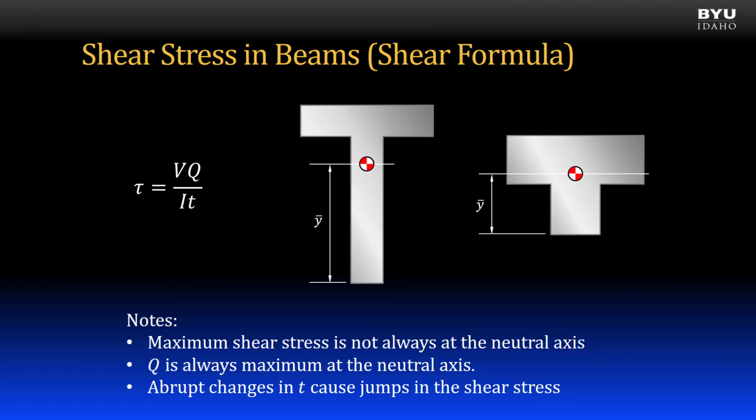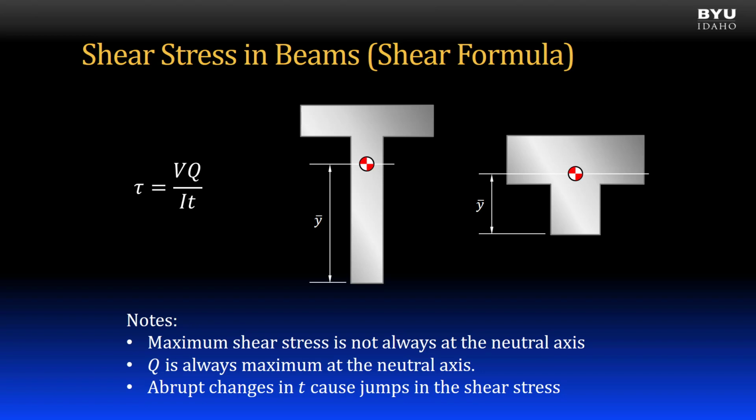As previously mentioned, maximum shear stress often occurs at the neutral axis, but not always. To find the maximum shear stress, keep in mind these notes. Q is always maximum at the neutral axis. However, abrupt changes in the variable t cause jumps in the shear stress. Note from the shear formula that as the variable t decreases, stress increases. It is possible to have shear stress be larger at the change in width t.